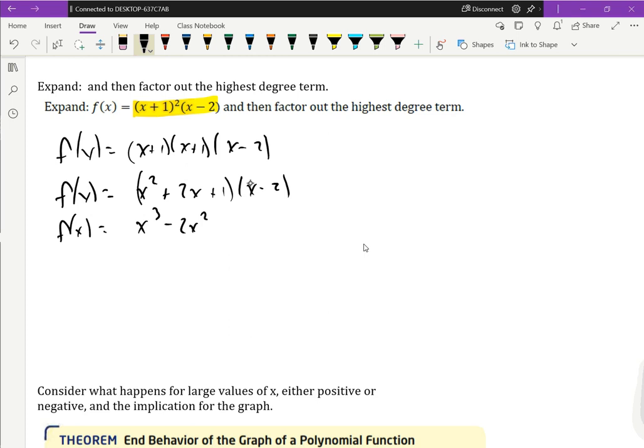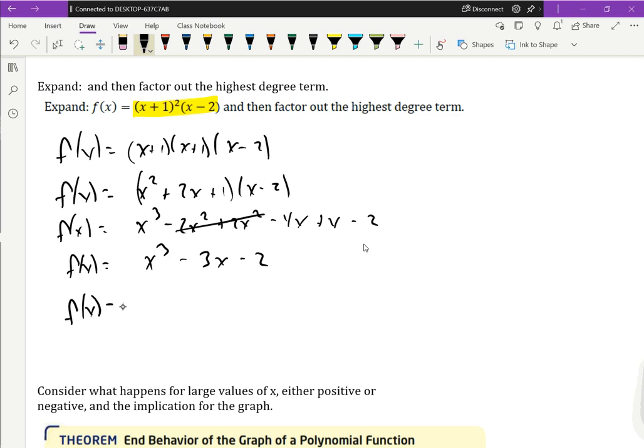Then we're going to have the 2x times the x is 2x squared. Multiplied by the minus 2 is minus 4x. Then we'll have a plus x. Then we'll have a minus 2. So overall then we have x cubed. See, those x squareds disappear. Then we're left with minus 3x and then minus 2. So that is the expanded form of our particular function here.